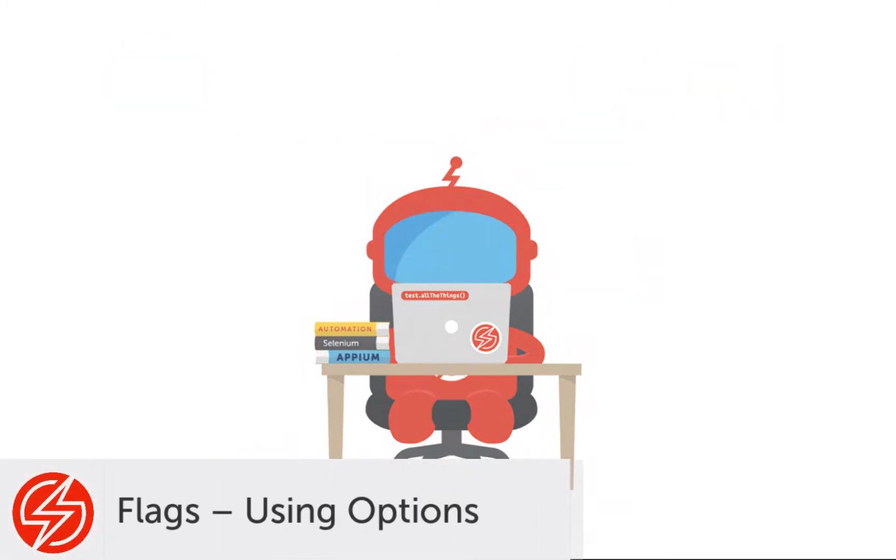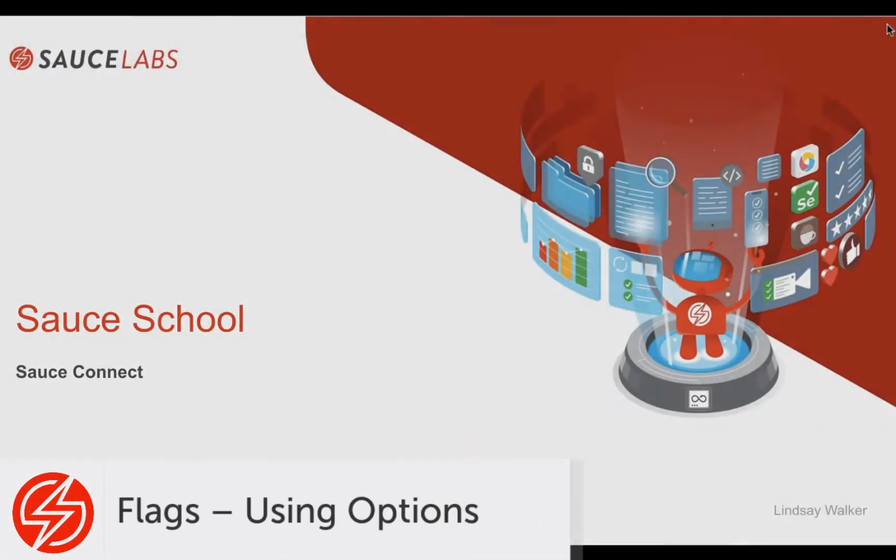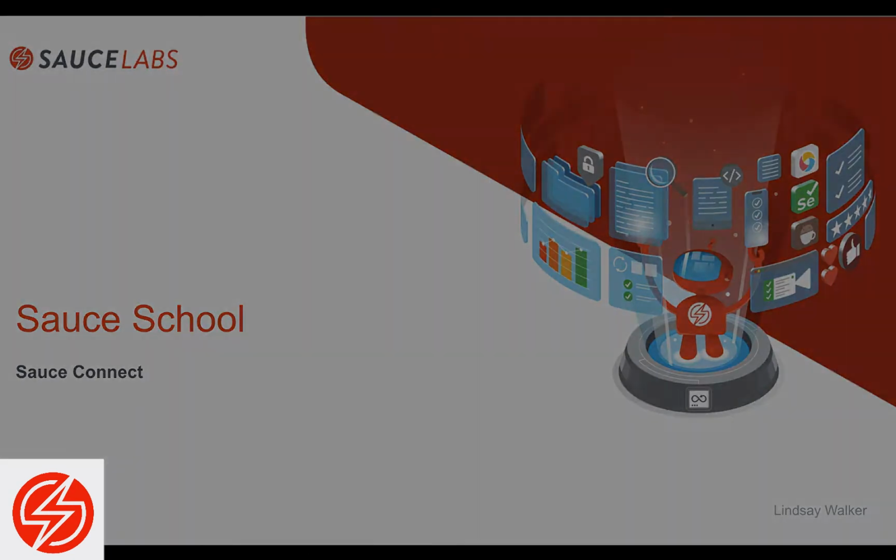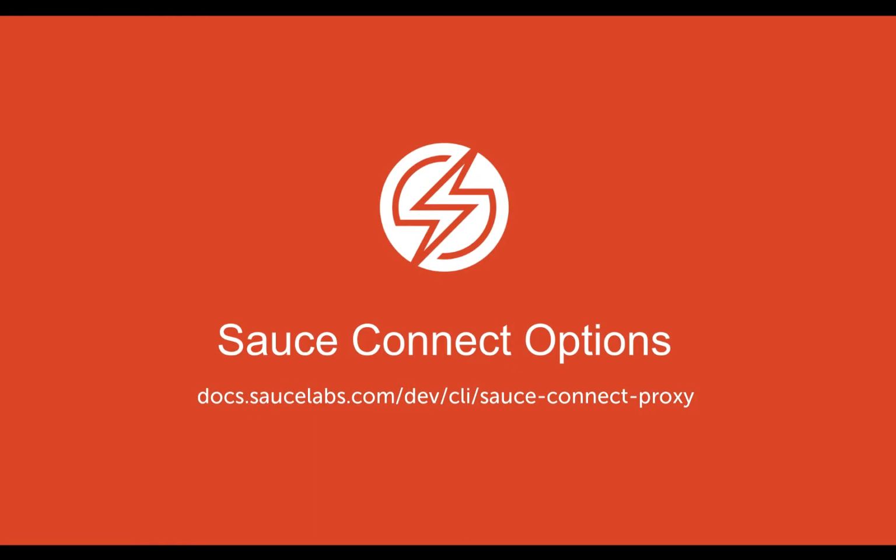In this video, you'll learn how to use flags to configure some of the common options that Sauce Connect users may need to use. You can see full documentation at docs.saucelabs.com under the Sauce Connect CLI reference.